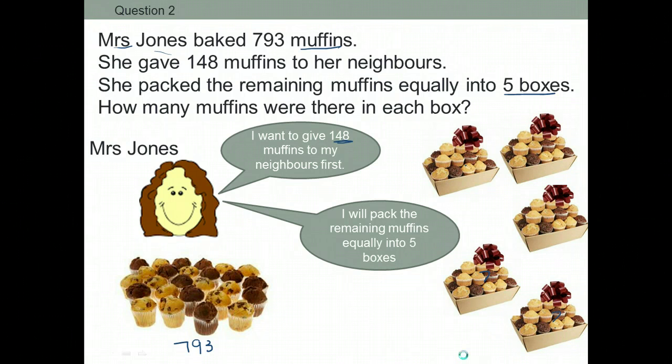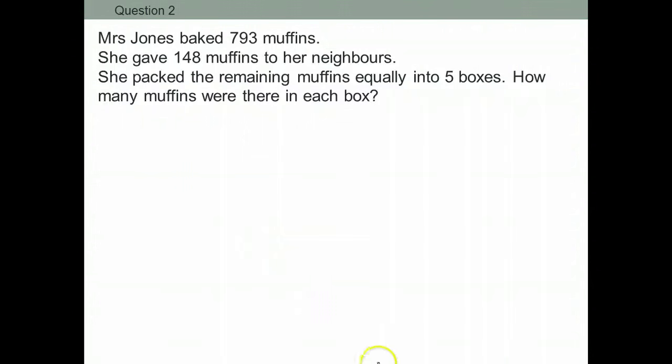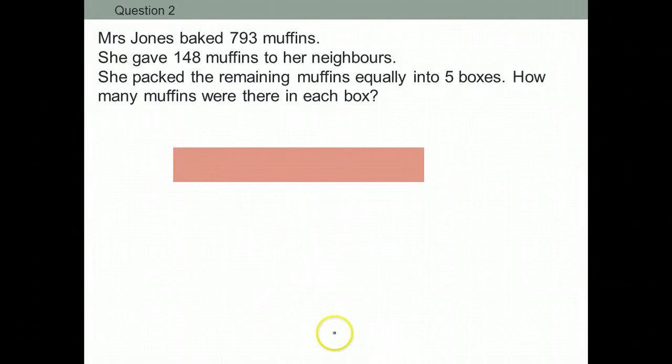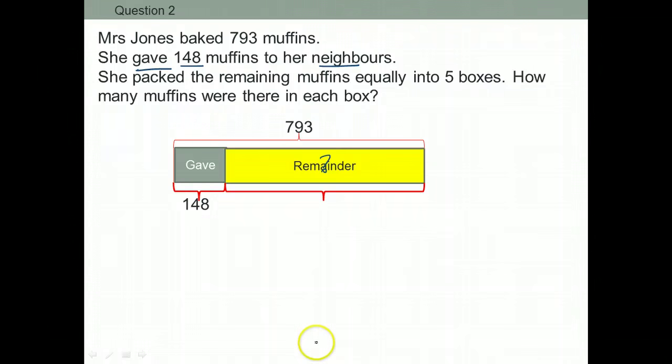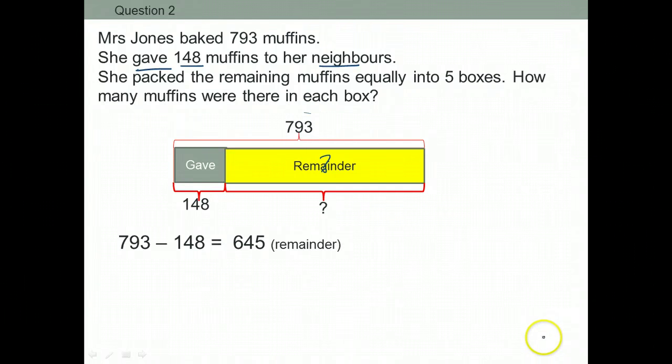Let's plan our solution. So first, I know that Mrs. Jones has 793 muffins. What did she do first? Yes, she gave to her neighbors 148 muffins. So she gave away to the neighbors 148. And what are these? This will be my remainder. So my remainder is 793 minus my 148, which is 645.